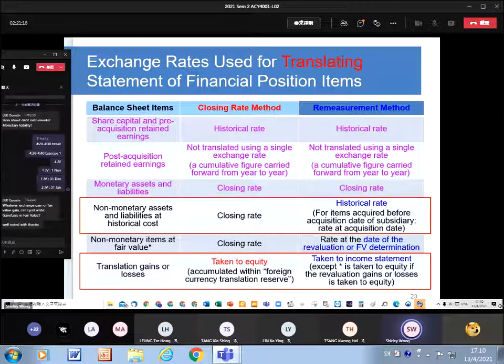So the highlighted box in red here show you the two difference in the balance sheet item for closing rate method and also remeasurement method. You just need to bear in mind they only have two difference. One is about how to handle the translation gain or loss. One is about how to handle the non-monetary assets and liability carried at historical cost.